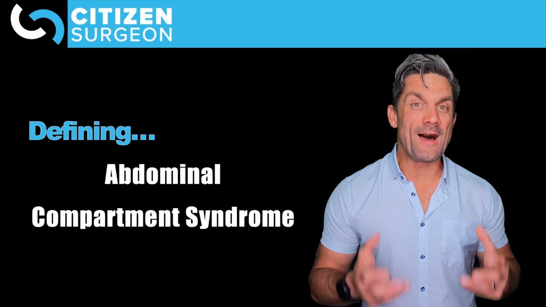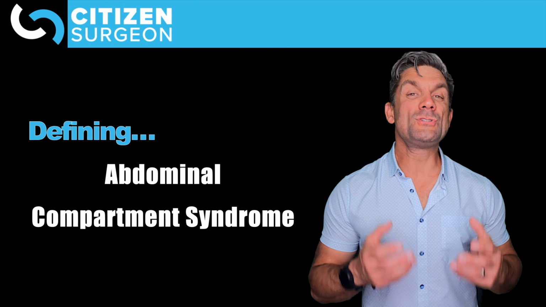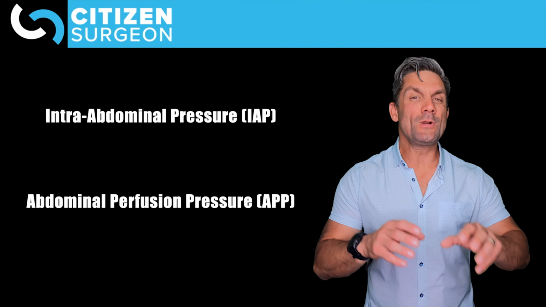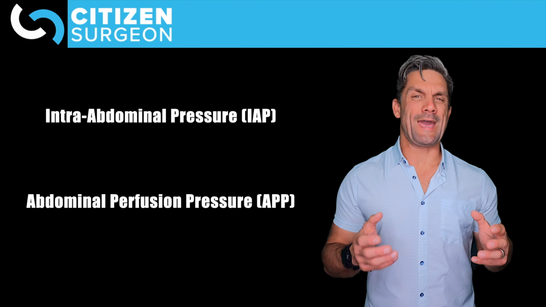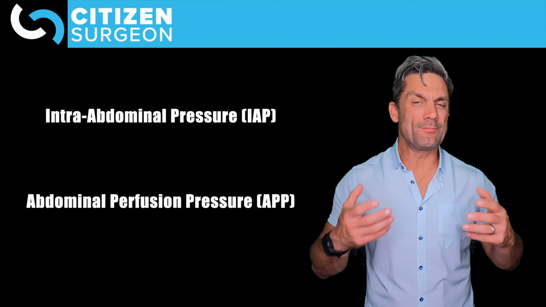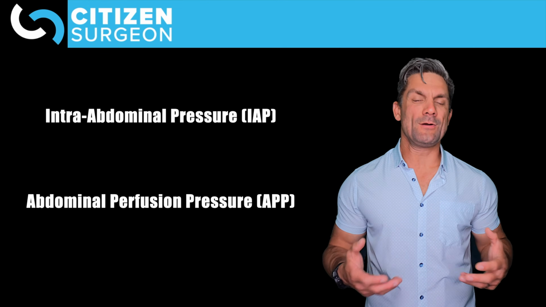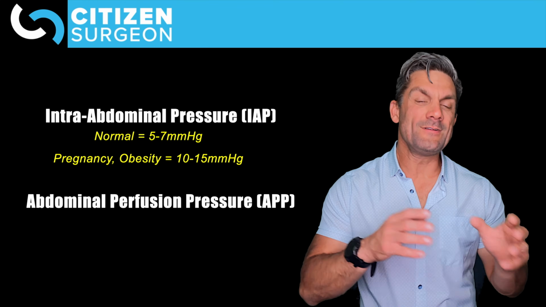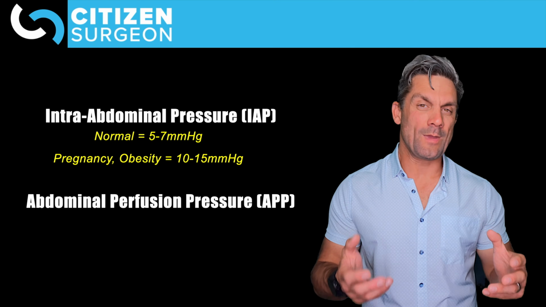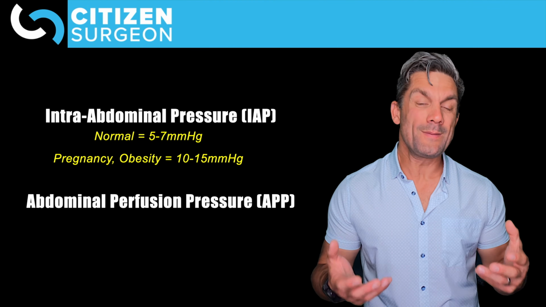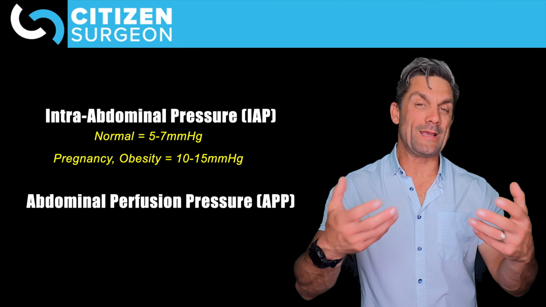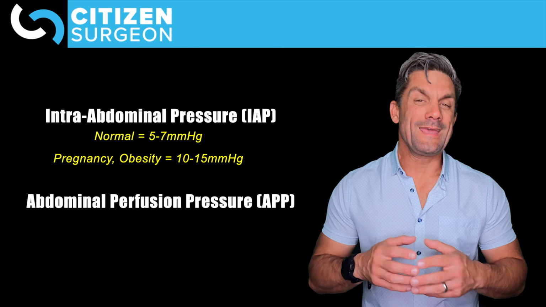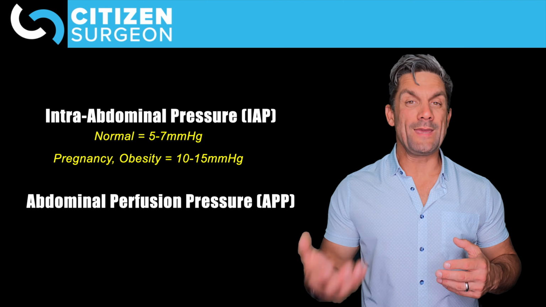So how do we define abdominal compartment syndrome? Well, there are two terms that we got to understand first. Number one is intra-abdominal pressure. Well, what is that? The normal intra-abdominal pressure, that's the pressure at rest in the peritoneal cavity in a supine position, so laying flat, is 5 to 7 millimeters mercury. Now in pregnancy or in morbid obesity, we can see that this number increases. 10 to 15 would be a normal intra-abdominal pressure in someone who's pregnant or somebody who's obese, okay?